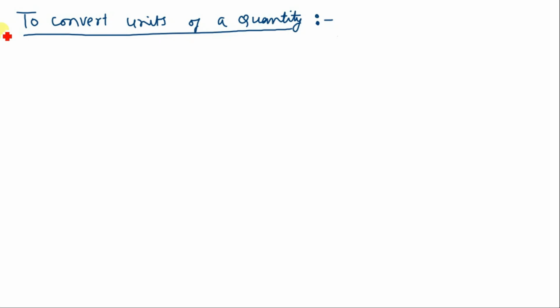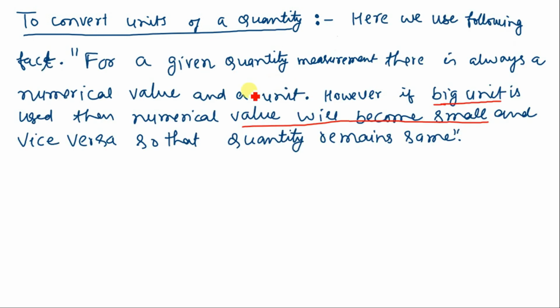So in this lecture we will learn how to convert units of a quantity from one system to another system using the method of dimension. For this we will use a fact. If we measure a physical quantity in two different units, then the bigger unit will have small numerical value and the smaller unit will have bigger numerical value. Let us now understand this.